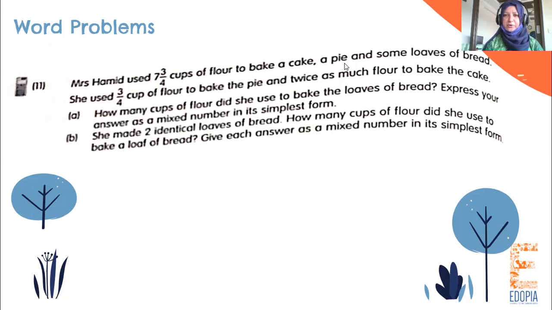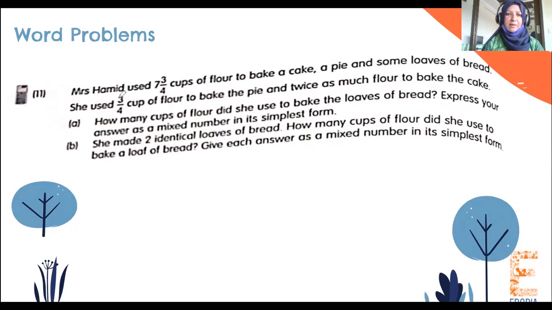So first thing that we are going to do is read the question, and while reading it, we are going to highlight all the things that are important for us. Okay. Mrs. Hamid used 7 whole 3 by 4 cups of flour to bake a cake. So the total amount of flour used was 7 whole 3 by 4 cups. A cake was baked, a pie, and some loaves of bread. These three things were cooked.